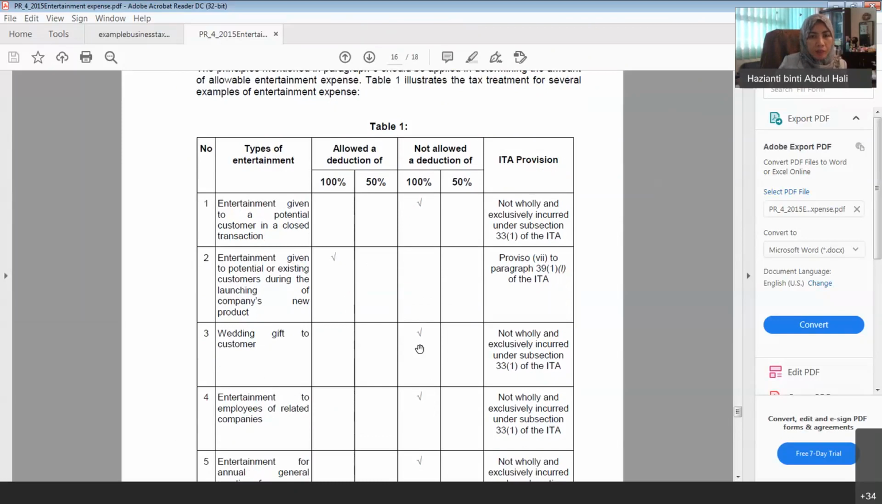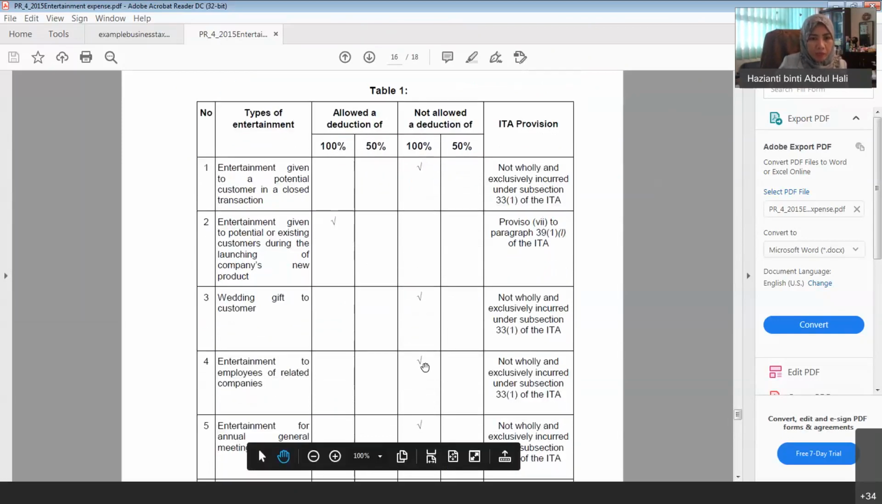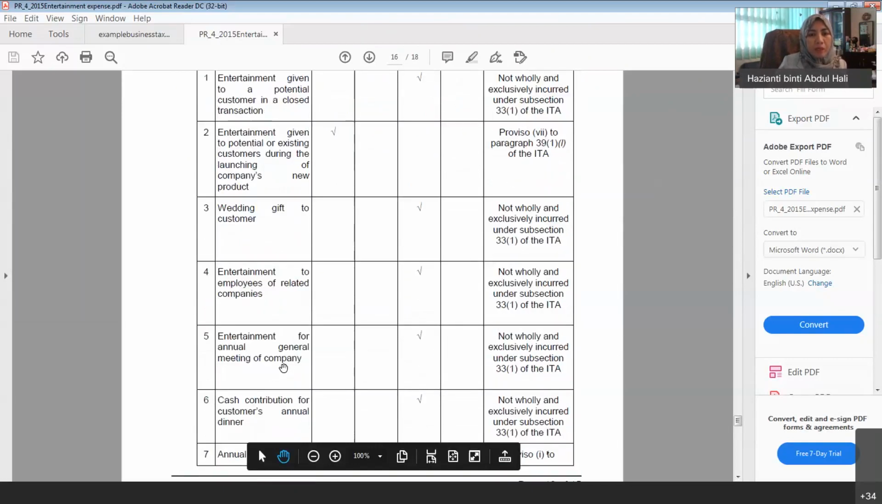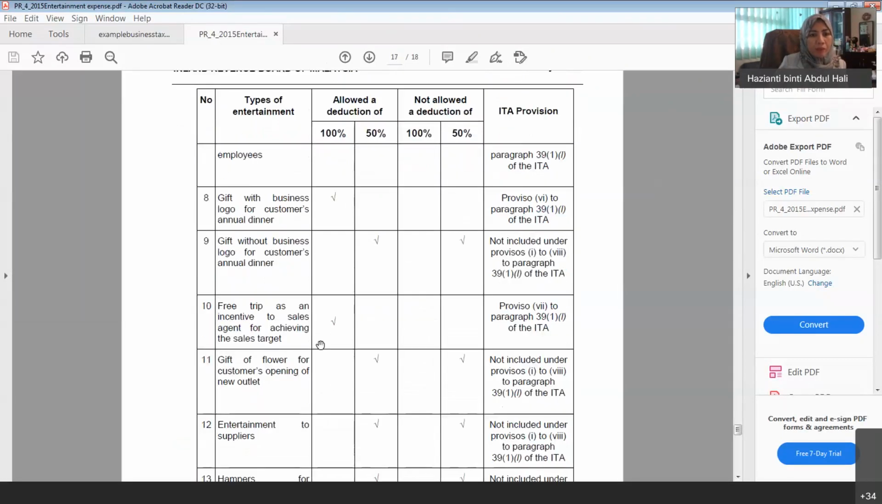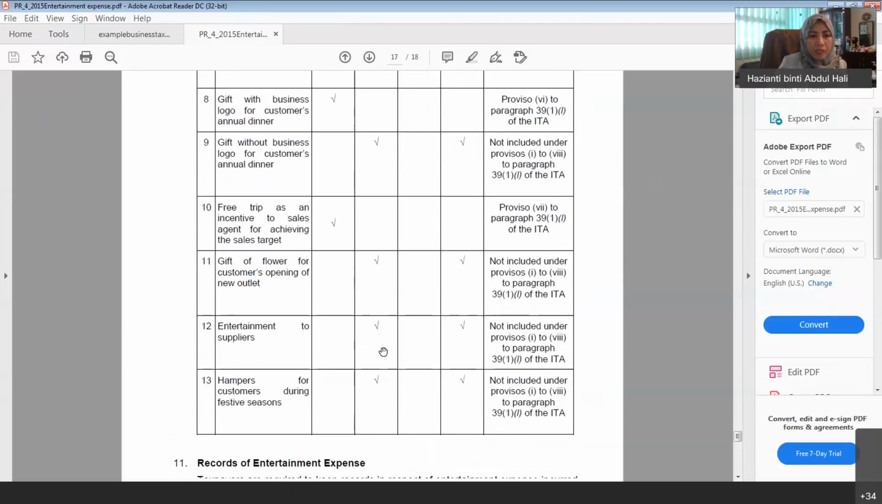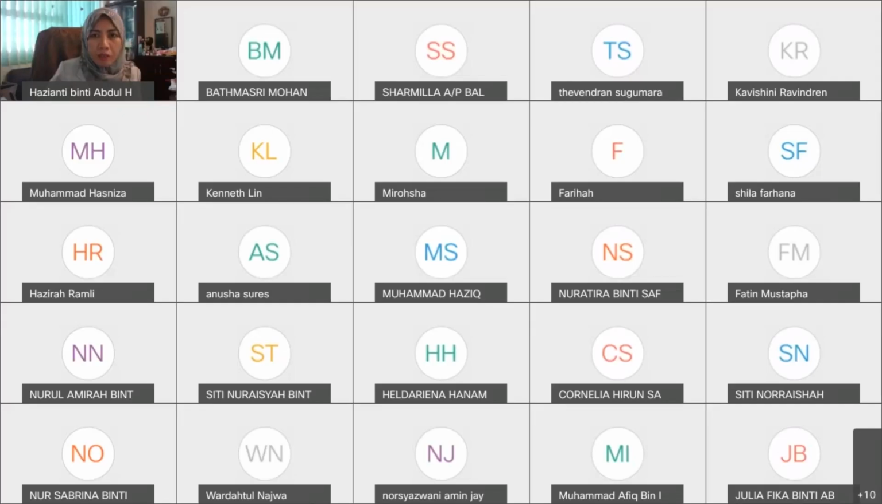Wedding gift to customer, tak boleh deduct. Entertainment to employees related company, tak boleh deduct. Annual general meeting of a company pun tak boleh deduct juga. So ada banyak lah. Annual dinner boleh. Mana tadi? Entertainment to supplier boleh deduct tapi 50% je. Gift of flower for customers opening of new outlet boleh, but 50% je. So this will help you calculate nanti. Alright, so let's go back to our notes.